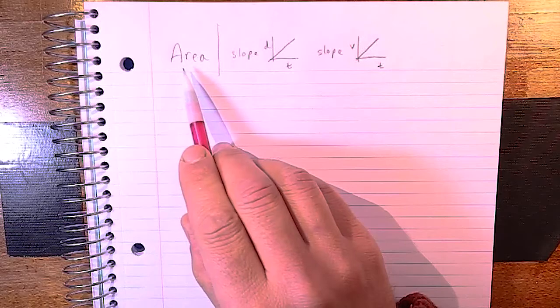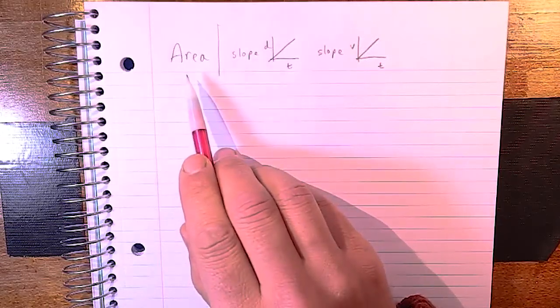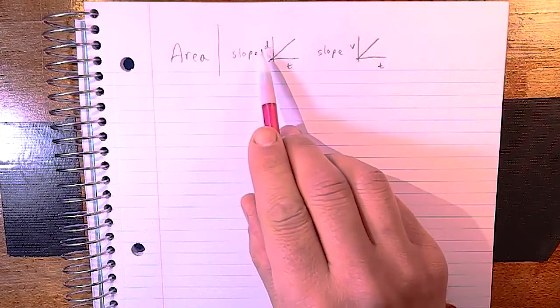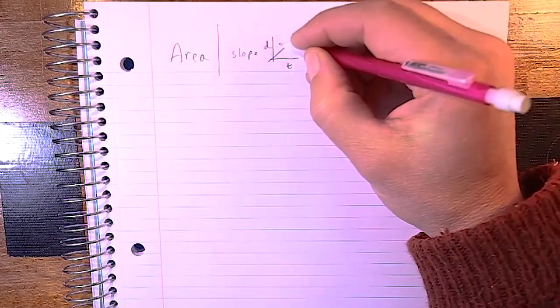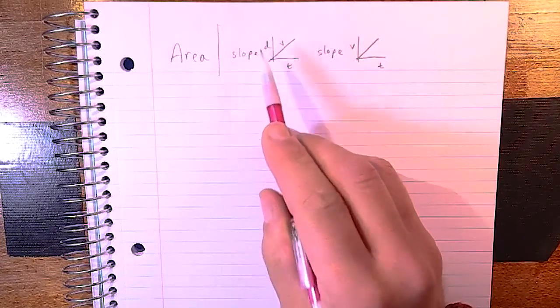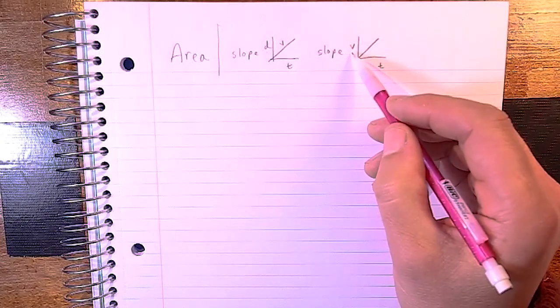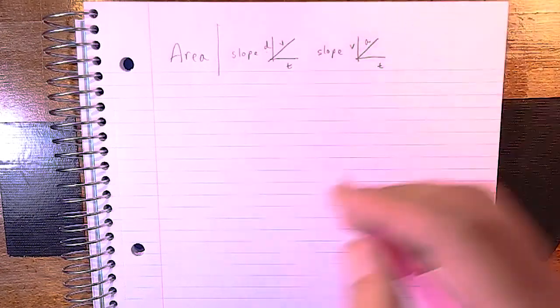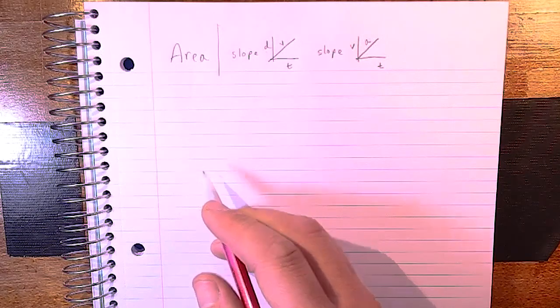Now we need to talk about area. But before we talk about area, let's just review. Remember that the slope of a distance time graph is the velocity. And when I say distance, that could be displacement or position. And that the slope of a velocity time graph is acceleration. Well, then what's the area?